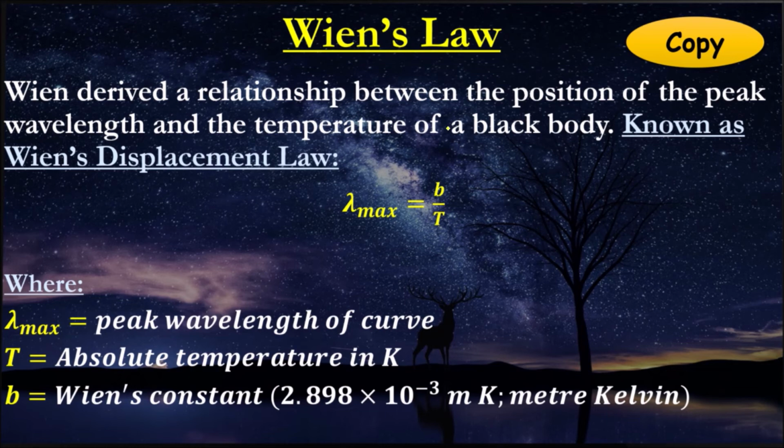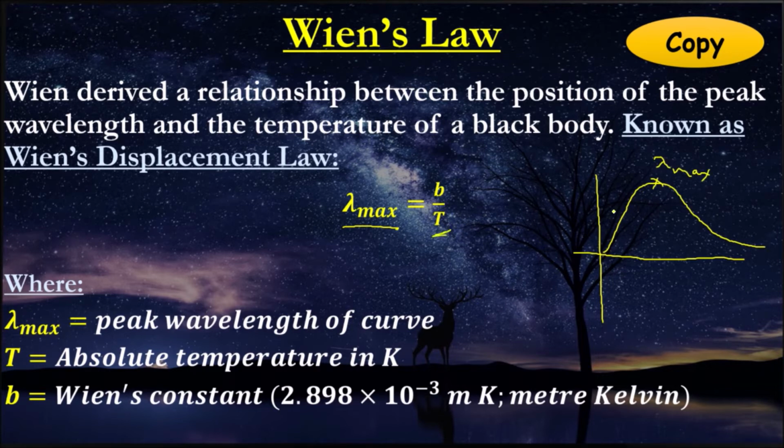Okay, so this takes us to Wien's law. Wien's law is derived from the maximum wavelength on the curve. So if we have a curve like so, that is our lambda max. And T represents the temperature at which we reach maximum wavelength. So a proportionality constant that we use to give us a particular value of temperature to wavelength is known as the Wien's constant.